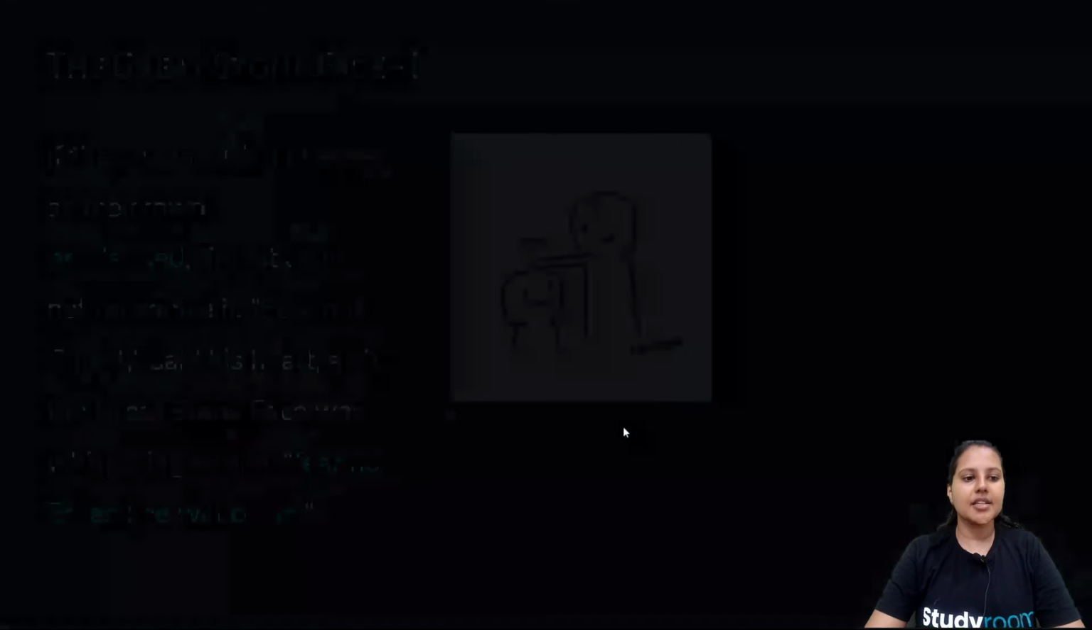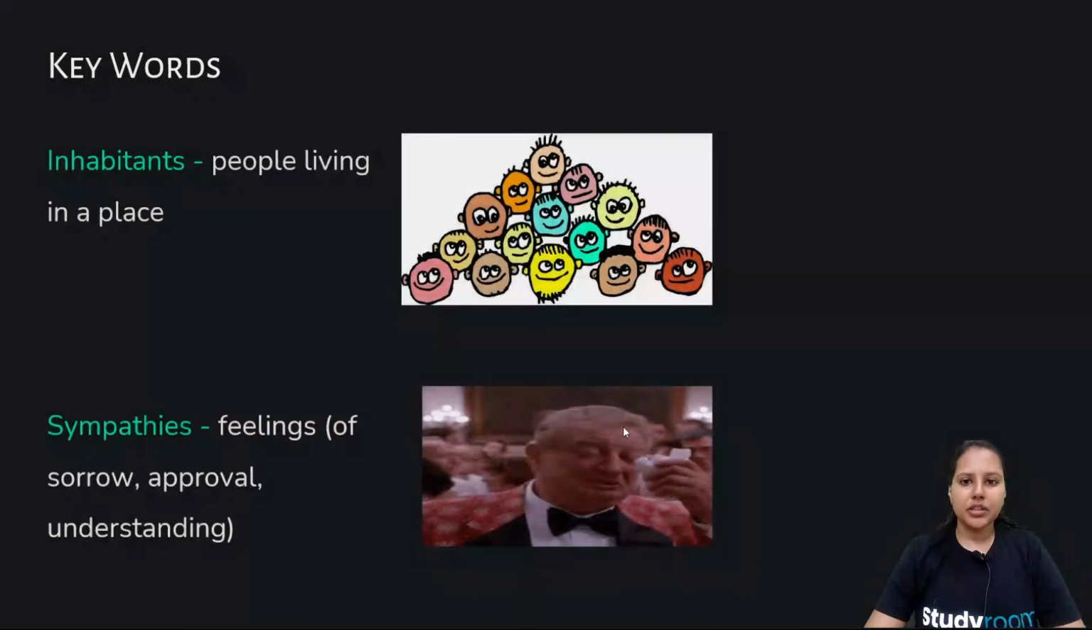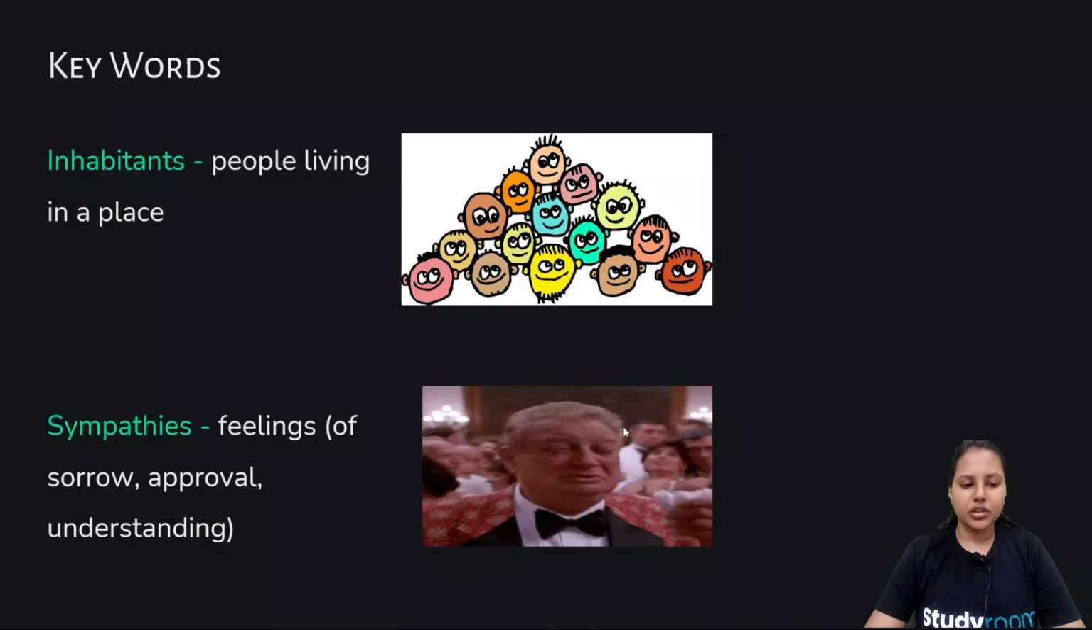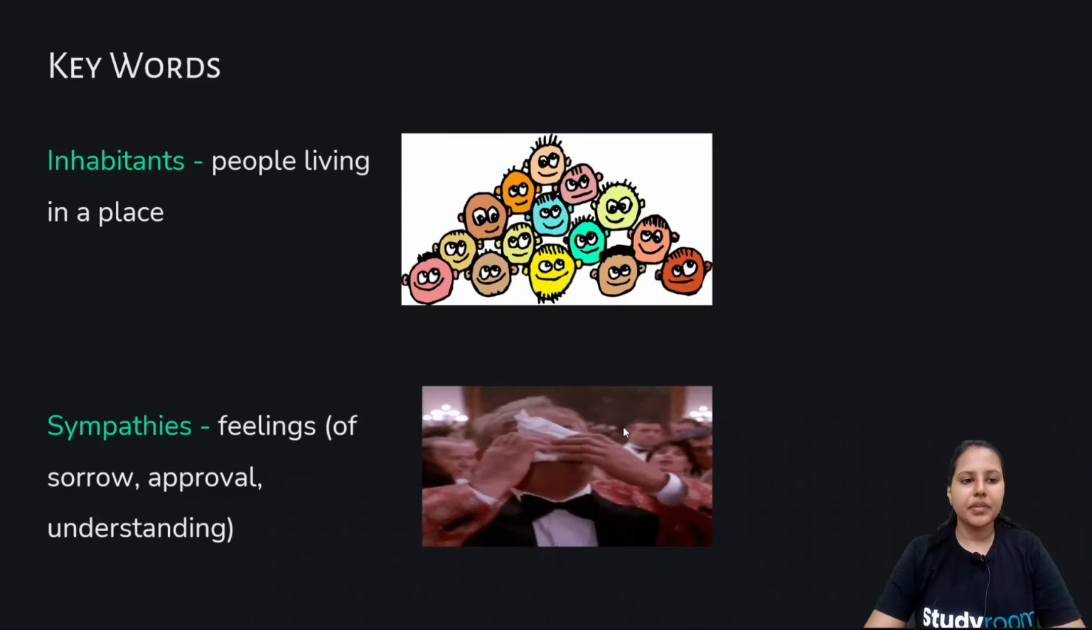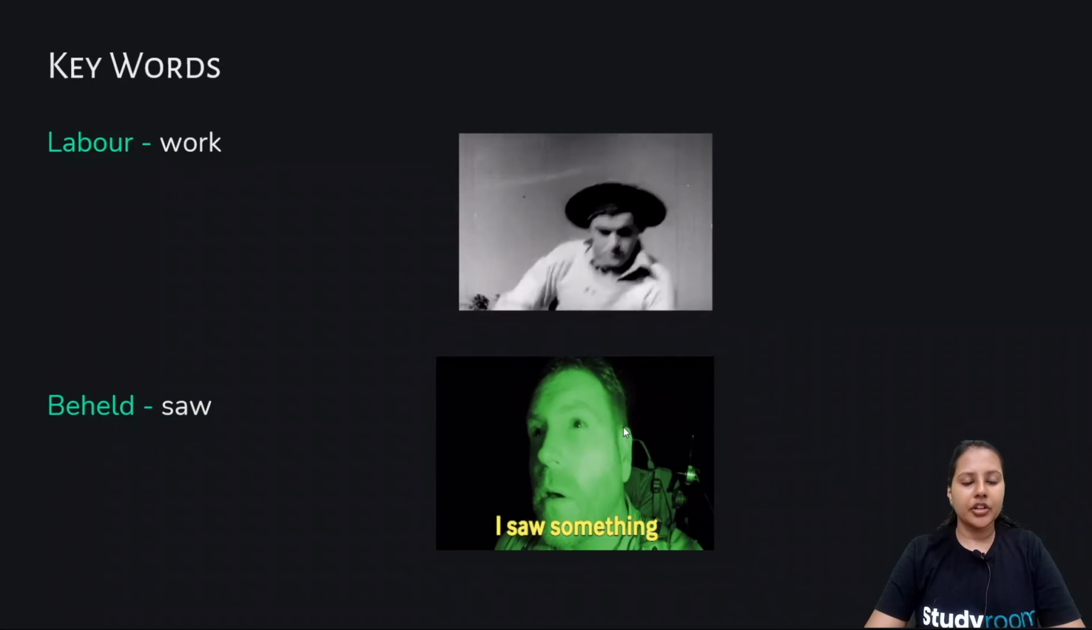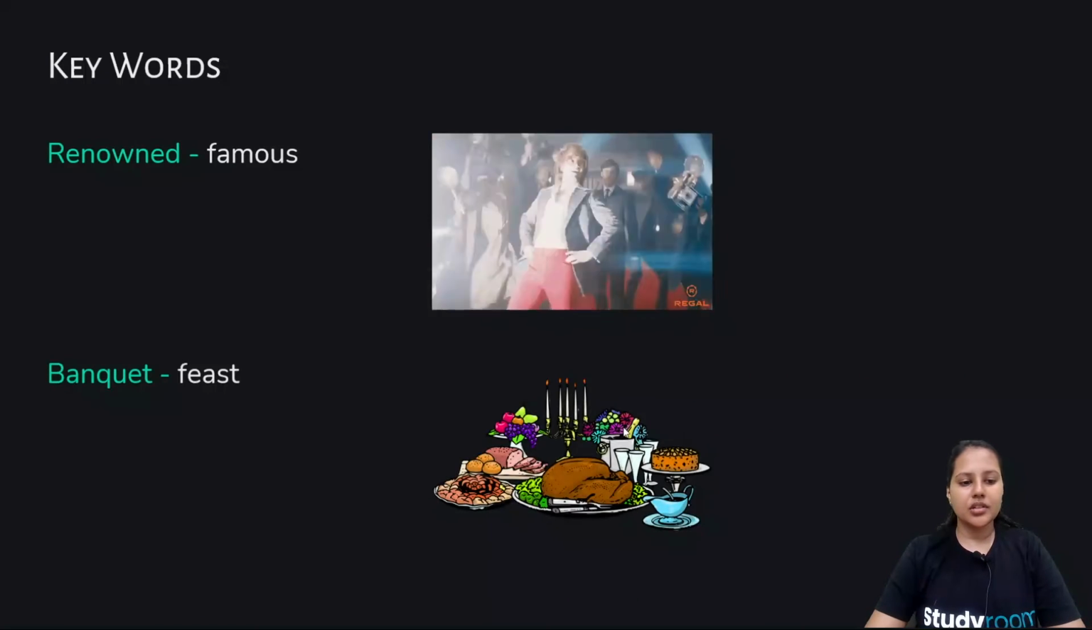The key words: inhabitants are people living in a place. Sympathies, feelings of sorrow, approval, like you sympathize with somebody. Labor is work, beheld is saw, renowned is famous, banquet is feast, proclaimed is announced.